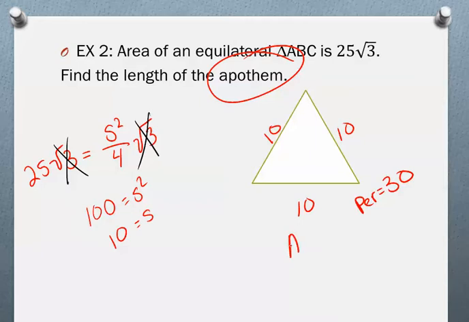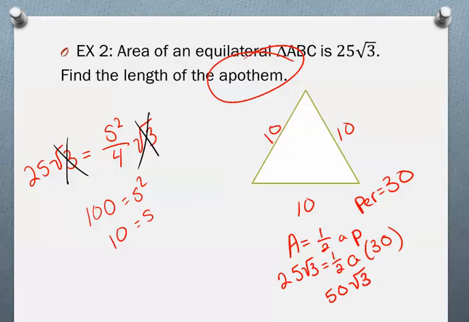And we also know that we can calculate the area by doing half times A times P. And we're already told that the area is 25 square root of 3. So we'll substitute that in. Right, perimeter is 30. We'll end up with 50 square root of 3 equals 30 times A. And then when we calculate that out, A will give us 5 over 3 square root of 3 for our apothem.